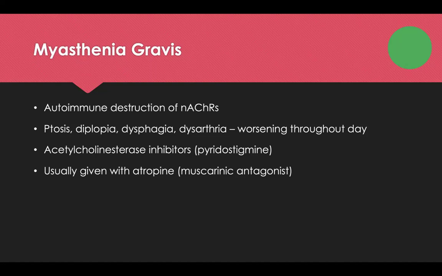It's treated with acetylcholinesterase inhibitors, so the one they've given here is pyridostigmine. And you usually give that with atropine because if you're inhibiting acetylcholinesterase, you will get a lot of muscarinic effects as well as improving transmission at the nicotinic receptors.